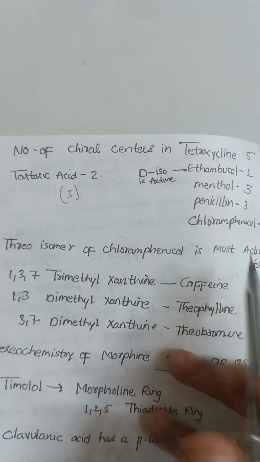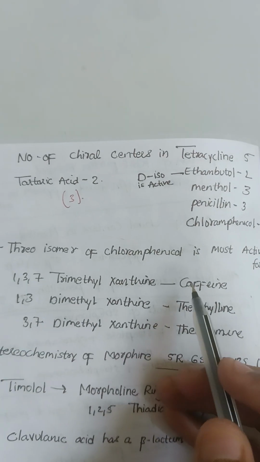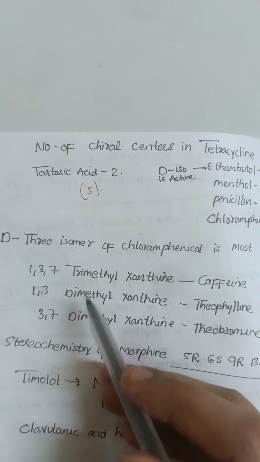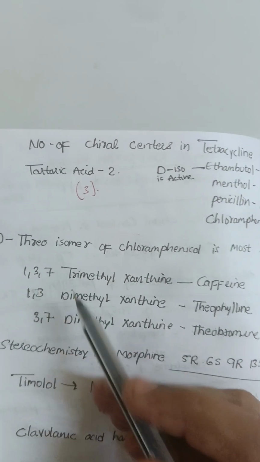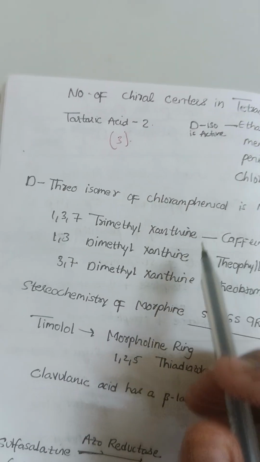1,3-dimethylxanthine is called theophylline. 3,7-dimethylxanthine is called theobromine. So the chemical composition of these 3 compounds is very important. These are all methylxanthines only, but the composition is different. So 1,3,7-trimethylxanthine is your caffeine.